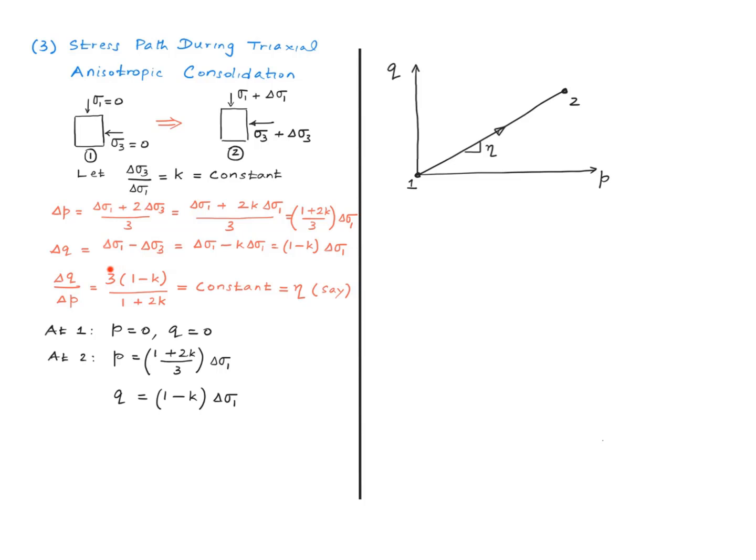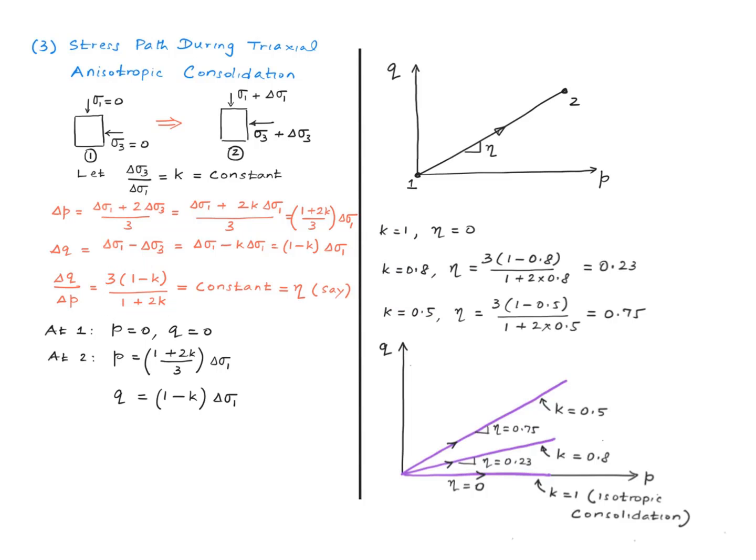Eta can be calculated from the knowledge of little k. I calculated the values of eta for different values of k here, 3 values, and I plotted the stress paths during anisotropic consolidations with these k values. Of course, k is the stress ratio, right? Ratio between the horizontal and the vertical stress.